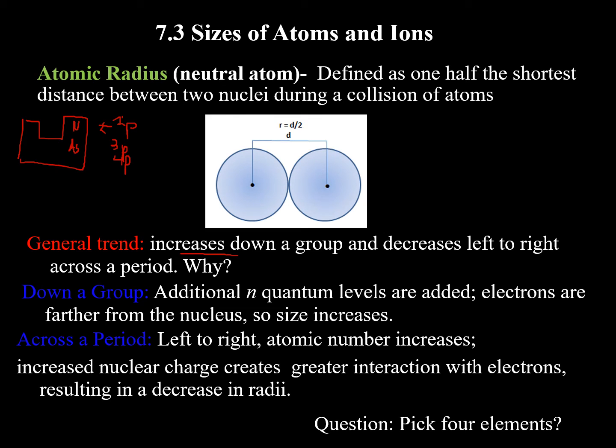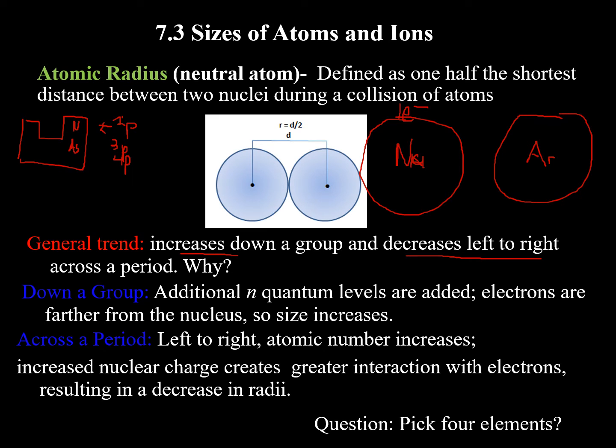The second trend here is that it decreases as you go from left to right. And we can look back at our Z effective trend. If we again look at sodium versus argon, I'm just going to focus on the valence electrons. So that's one valence electron for sodium. If you recall, there's 2 on the first level, then 8, and then 1 on the outside. Here there are 8 valence electrons for argon.